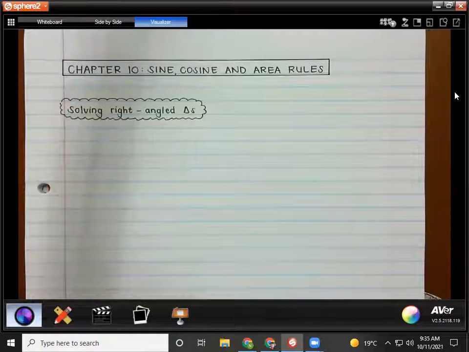First, we're going to just revise how we solve right angle triangles. That's stuff that you did in grade 10. So the first section here is actually a grade 10 revision: solving right angle triangles using trig.